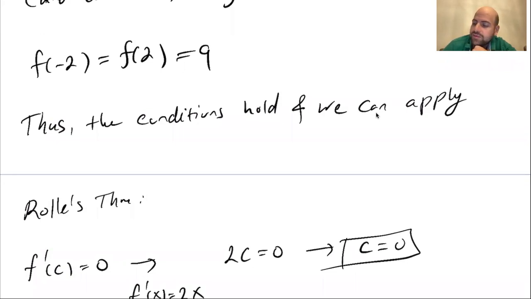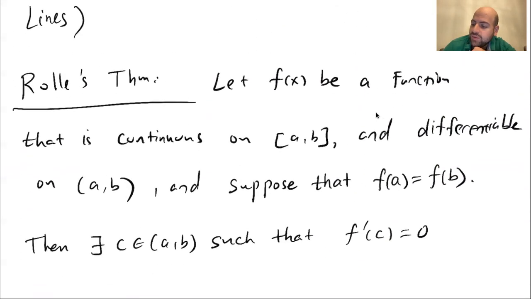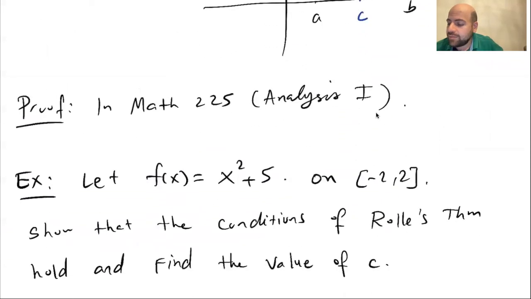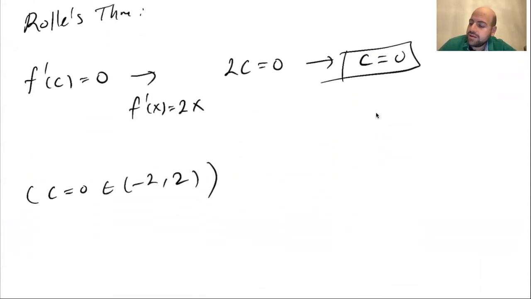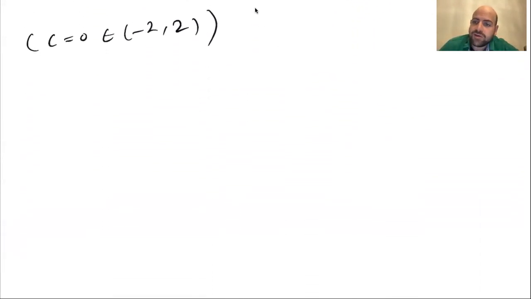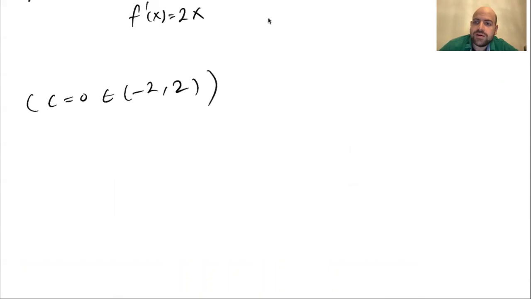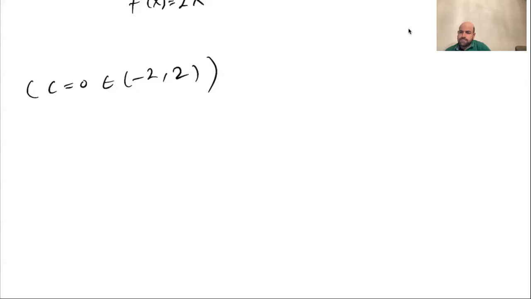Okay, in this example, when we say there is a c between a and b, we don't mean right in the middle, okay? Could be more towards a, more towards b. It could be right in the middle. In this example, it's right in the middle, but it doesn't have to be. I'll give an example where c is not necessarily right in the middle.